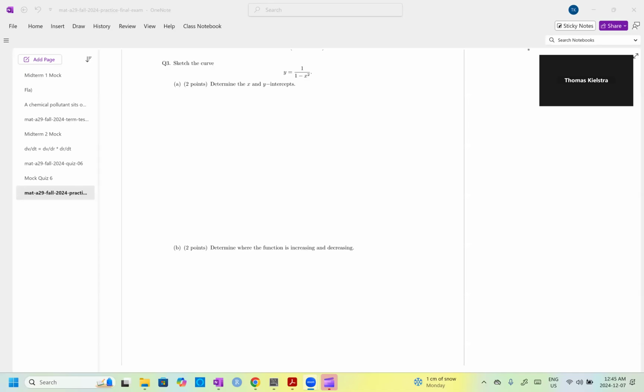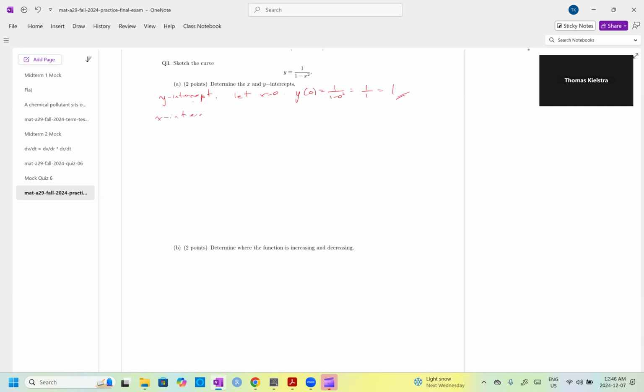In this question, we are looking at creating a curve sketch. In our first question, we want to know where the x and y intercepts are. The y-intercept is where, if you let x equal 0, what is y? So for the y-intercept, let x equal 0, or y of 0 equals 1 over 1 minus 0 squared, which is 1 over 1, which equals 1. So there's a y-intercept at 1.